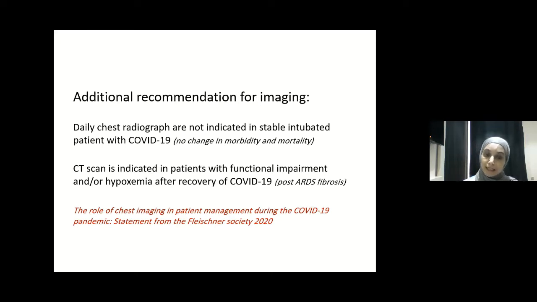And CT scan is indicated in patients with functional impairment and/or hypoxemia after recovery of COVID-19, and this is to assess the patient for post-ARDS fibrosis.